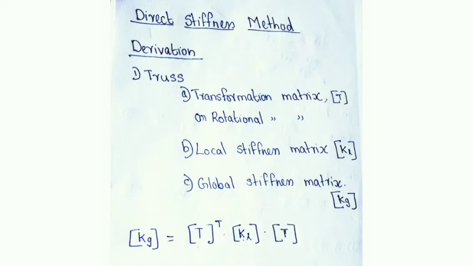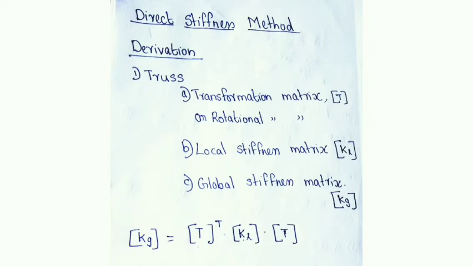Okay, in the previous video, the basic terms and relations used in direct stiffness method of analysis were discussed. Now in this video, a truss element is considered and its rotational stiffness matrix T, local stiffness matrix KL and global stiffness matrix Kg are going to be derived. To know more about these matrices, you can refer to the previous video.